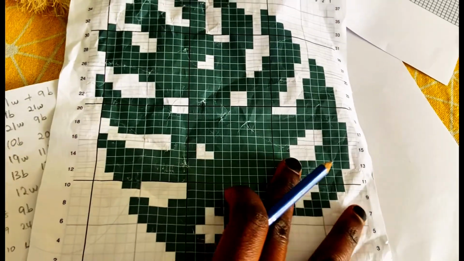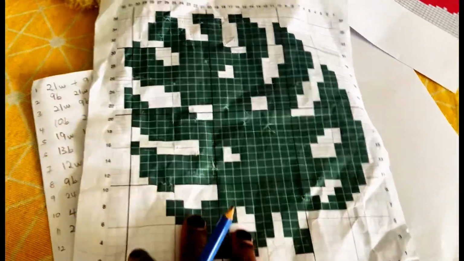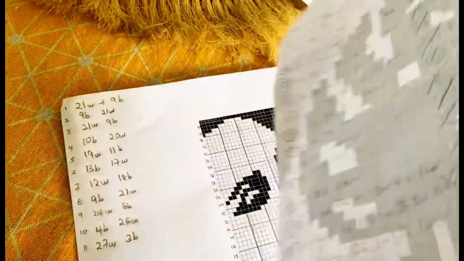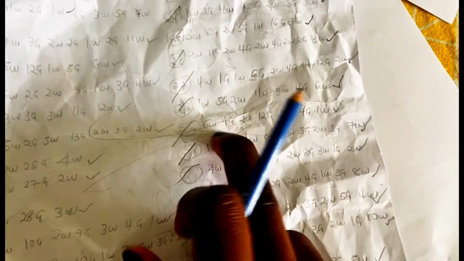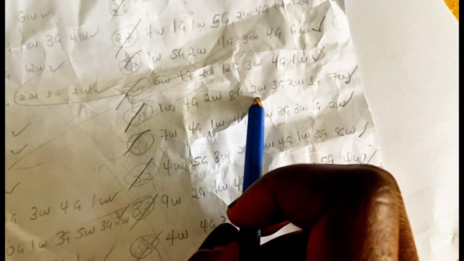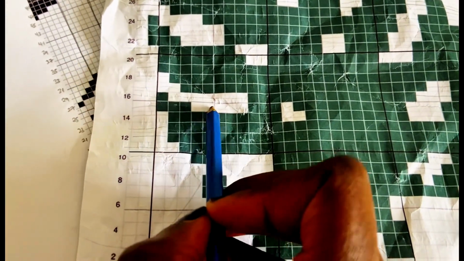For example, this graph here, the leaf one, don't mind how it looks here. As you can see how I interpreted it. So if it's 1 white, 4 green, 2 white, 8 green, 2 white, like that, everything in it, like you count each and every box. 1, 3 white, like that, like that.